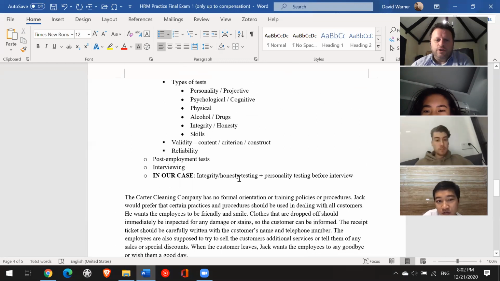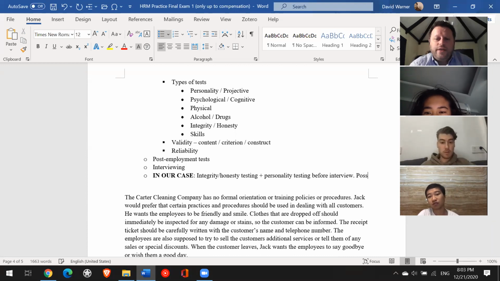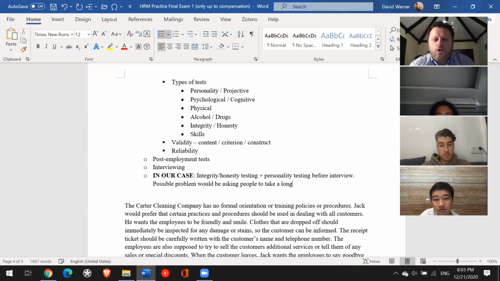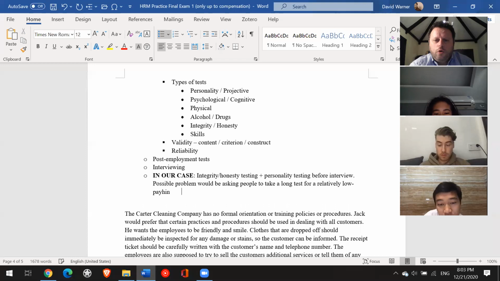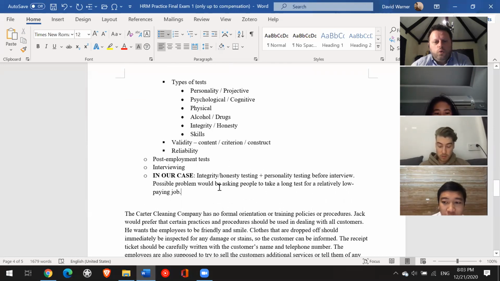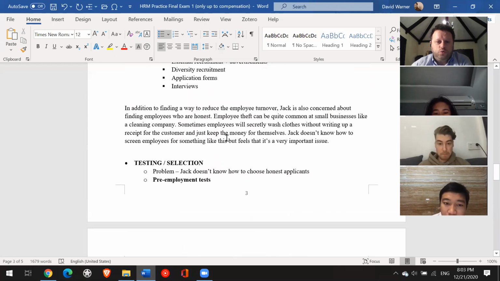But okay, integrity, honesty, and personality testing before interview. Maybe I think a possible problem would be asking people to take a long test for a relatively low paying job, something like that. Now that would answer the question to me, what should Jack do?